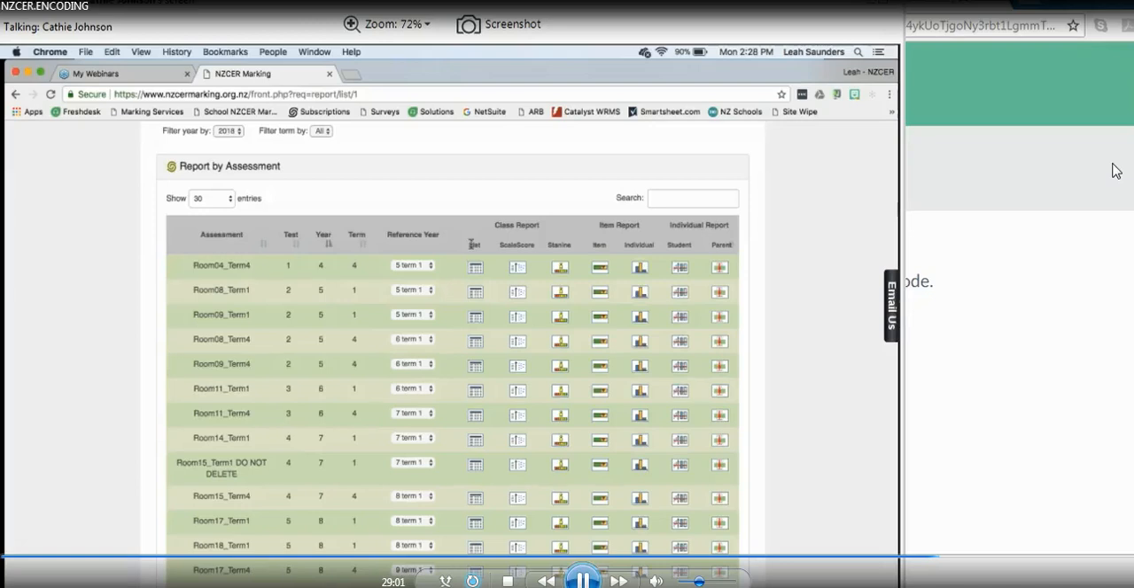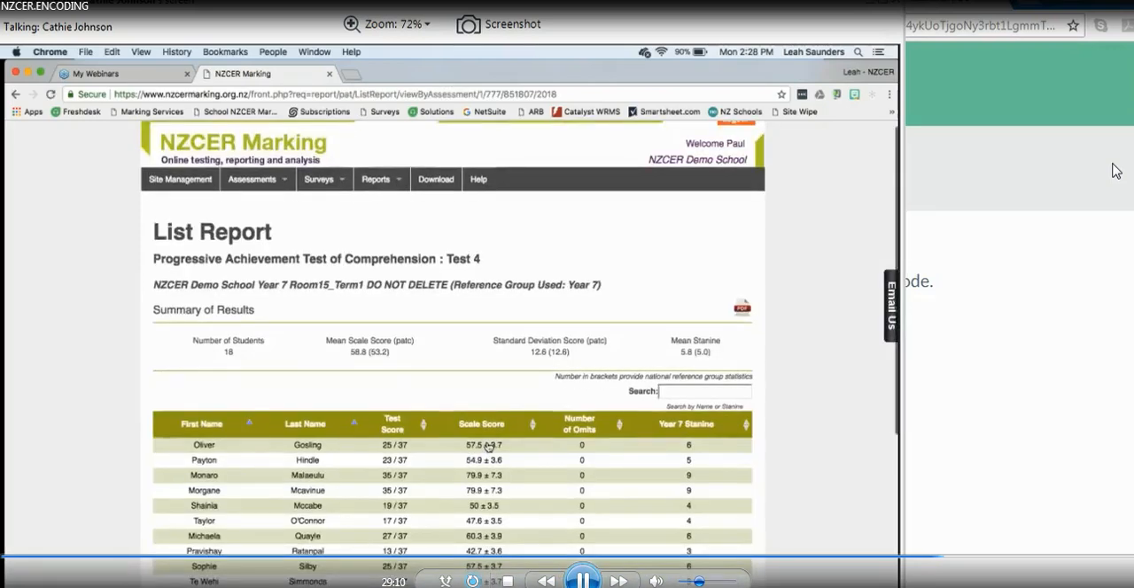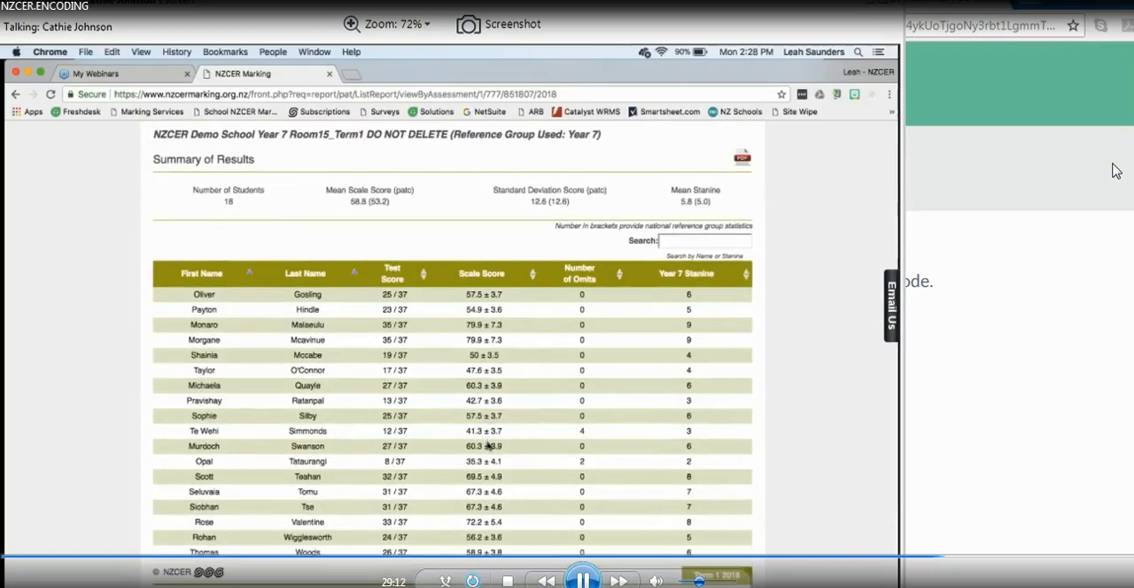To start with as a classroom teacher, the first thing that I would go to would be the list report. I'd bring up the list report. It would give me a list of all the kids in my group and their scale scores, along with their test scores and their stanines as well. The first thing I would do here would be to filter them by an order.